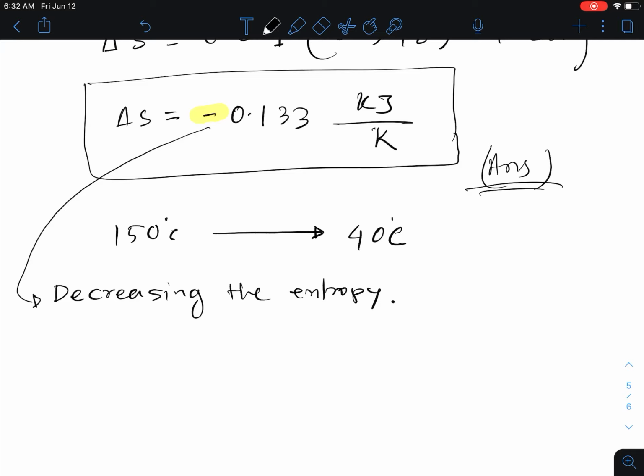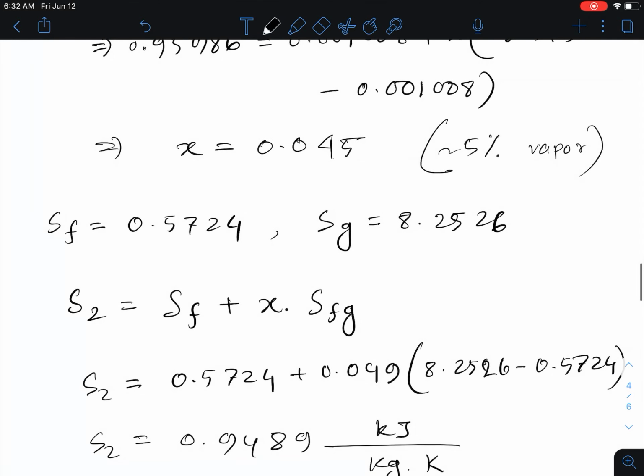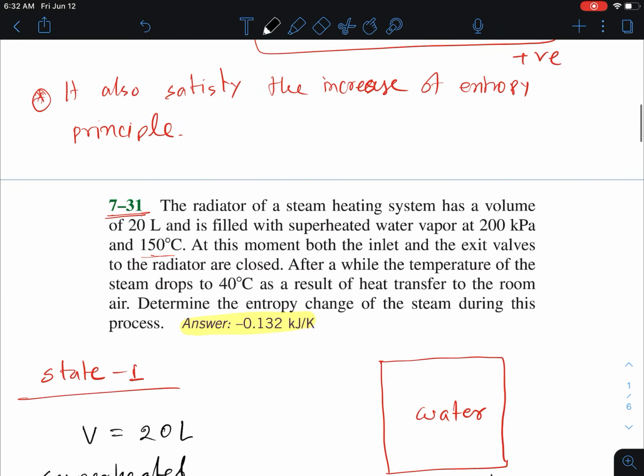It doesn't mean that entropy is a negative quantity here, which would violate the second law of thermodynamics. The total entropy generation is always positive or equal to 0, right? But it cannot be a negative quantity, which would violate the law. Here we got a negative, and this negative represents the decrease of the entropy. It's because of the decrease of the temperature. So that's all about this problem, Problem 7.31 on the topic of 7.3 entropy of pure substance.